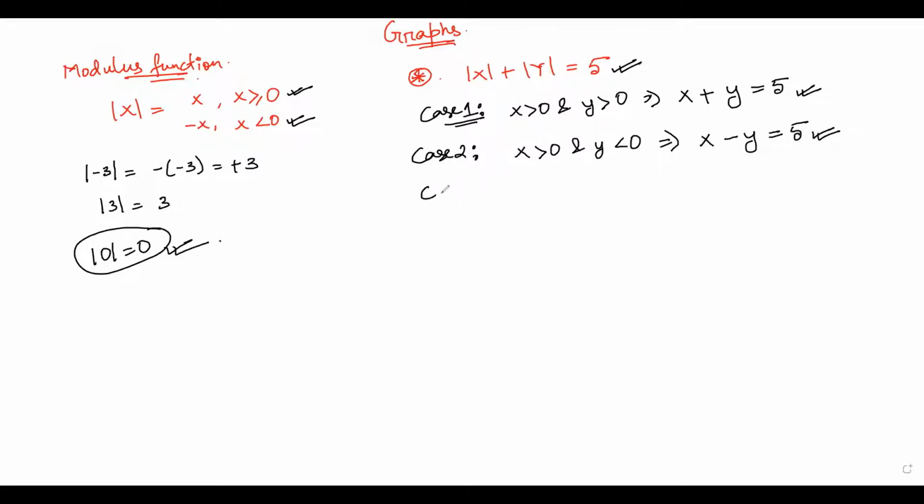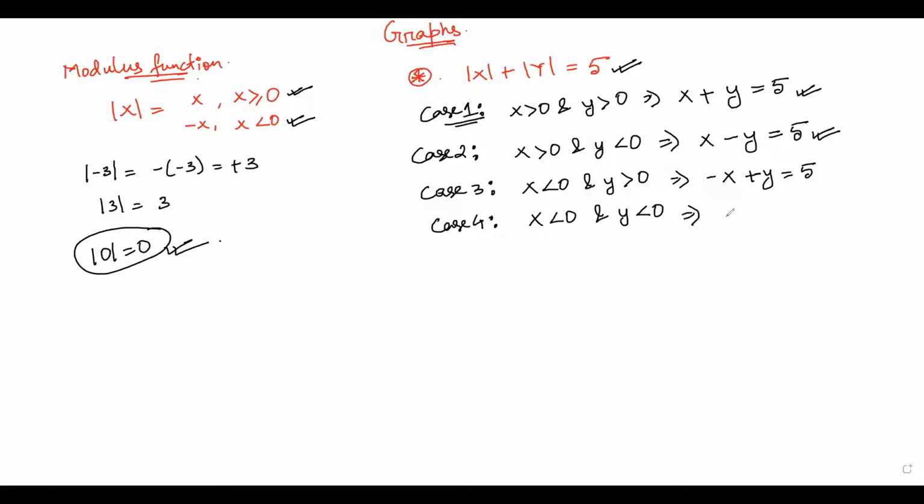In a similar way, we can have case 3 when x is less than 0 and y is greater than 0. In that case, mod of x would be minus x and mod of y would be plus y. So we'll be getting a linear equation, minus x plus y equal to 5. In a similar way, we can have case 4 where x would be less than 0 and y will also be less than 0. In that case, mod of x would be minus x and mod of y would be minus y. So this would be minus x minus y equal to 5, or x plus y equal to minus 5.